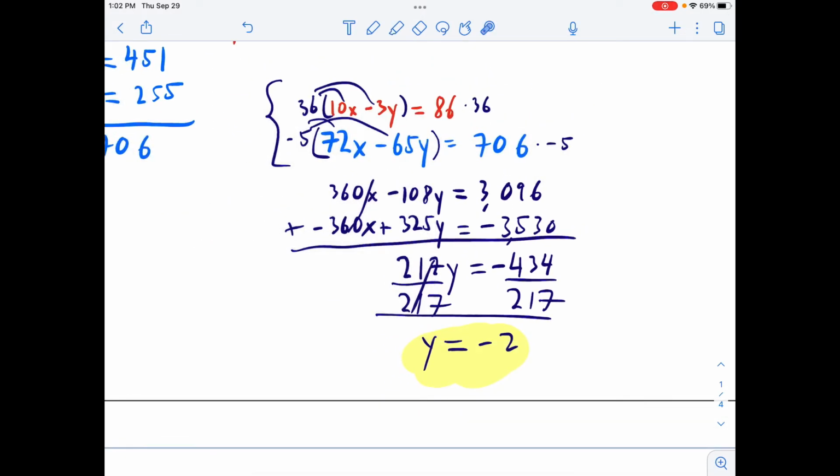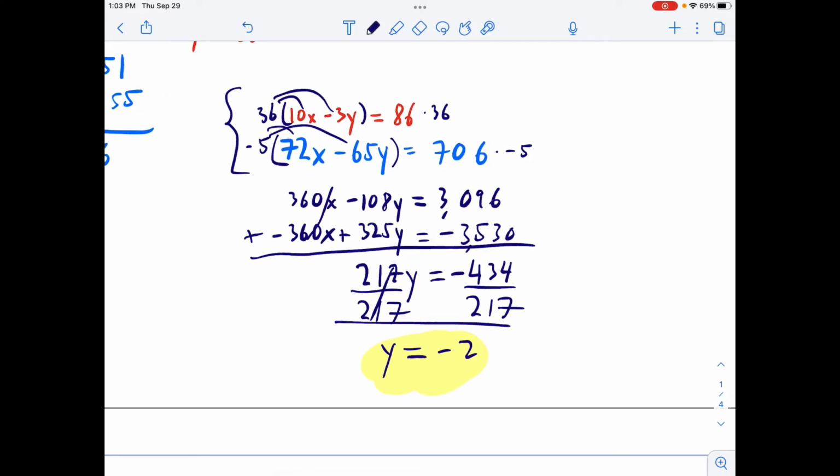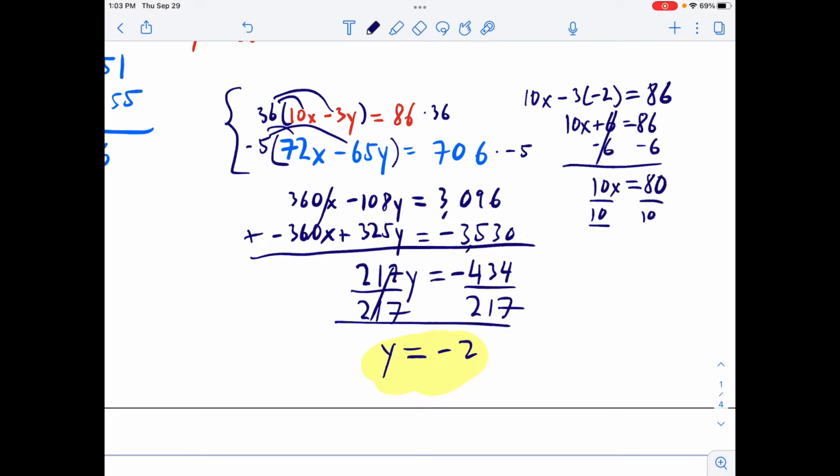So I'm going to go ahead and come up here to this red equation, plug negative 2 into this original red equation for y, okay? So I get 10x minus 3 times negative 2 equals 86, or 10x plus 6 equals 86. 10x equals 80, divide by 10, divide by 10, I get x equals 8. So there we go.